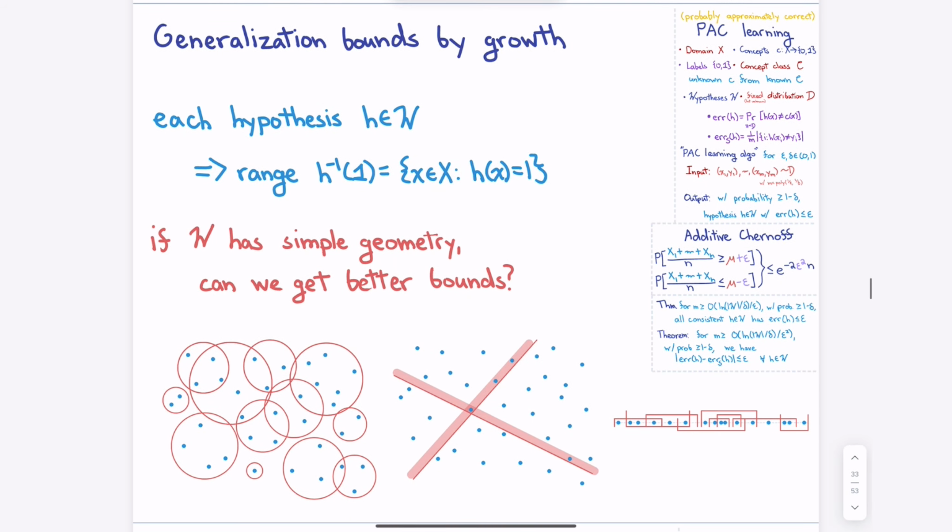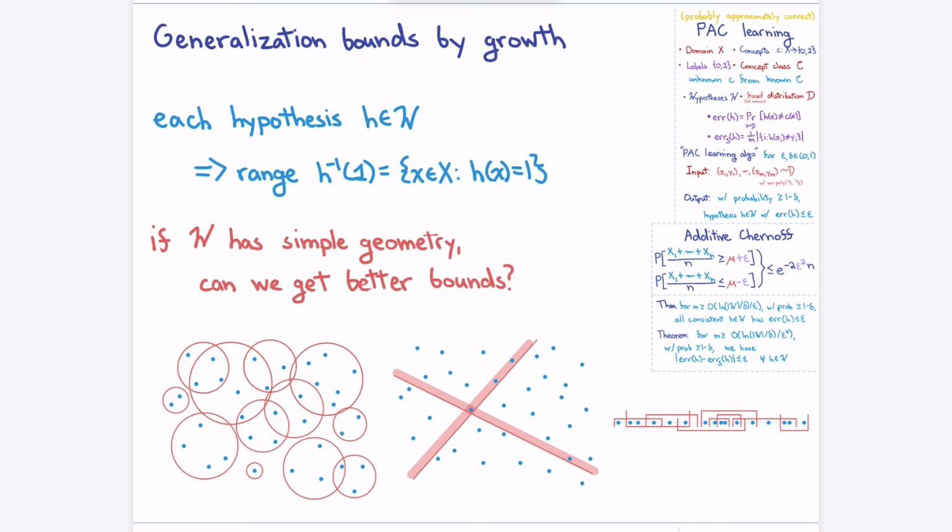All right, let me give another fun one. We can look at some of the stuff we did last week. This is why I put one lecture after the other. For a particular hypothesis, I can ask what are the shapes induced by the things labeled true? And maybe that has small VC dimension, like if it is rectangles, circles, or hyperplanes. That's actually quite common. So if the hypothesis class is a simple geometry, parameterized by growth, which could be a stand-in for VC dimension, can you get better bounds?